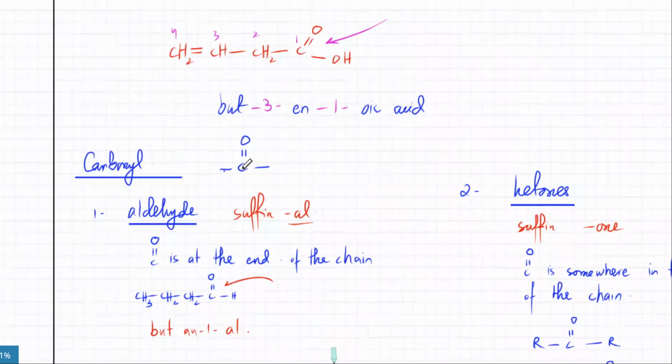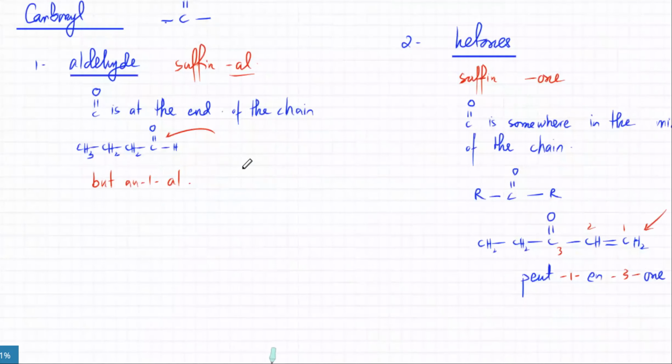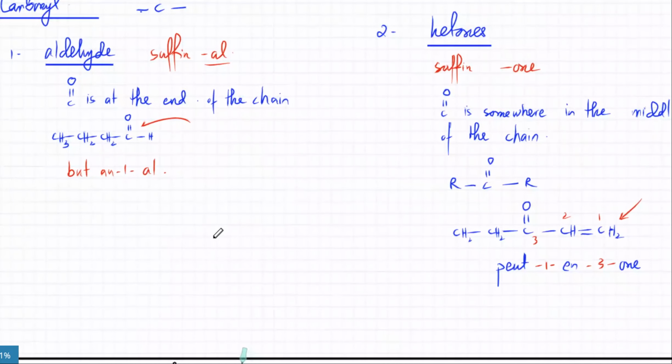The same was the case with aldehydes and ketones. Aldehydes, the name would end with al. It's 4 carbon atoms, it's but. The middle part, an or en. In this case, it's a saturated molecule. No double bonds, so it's going to be an.